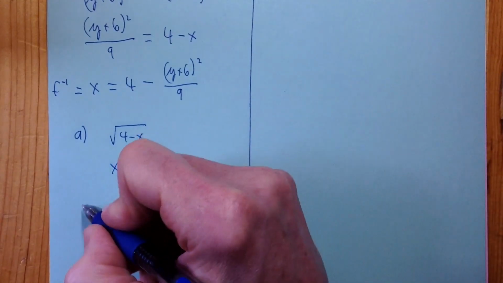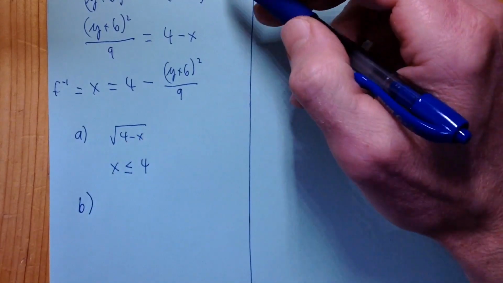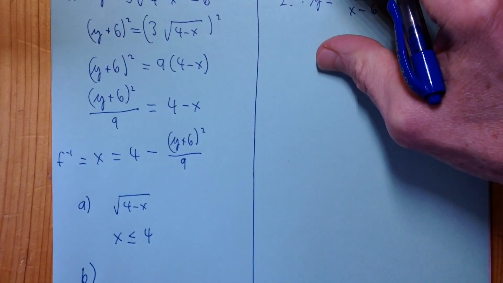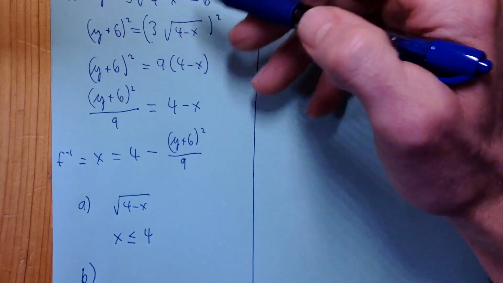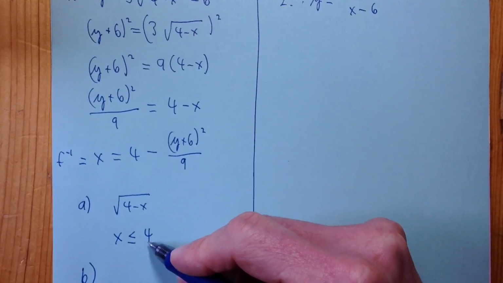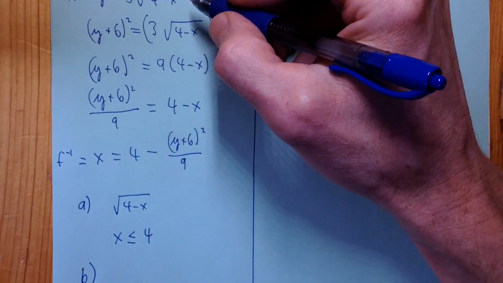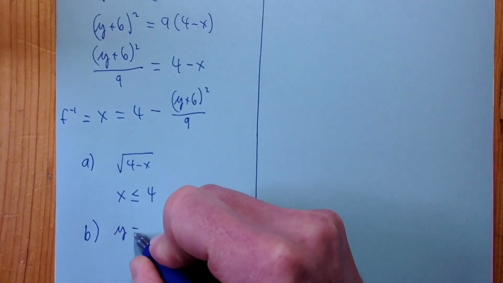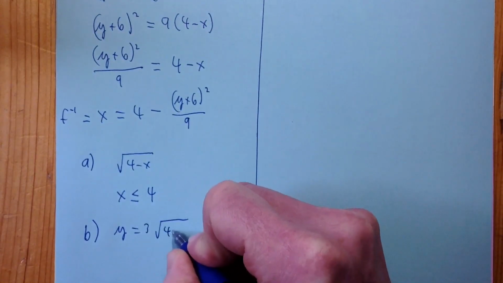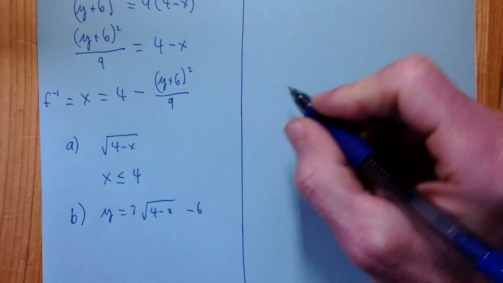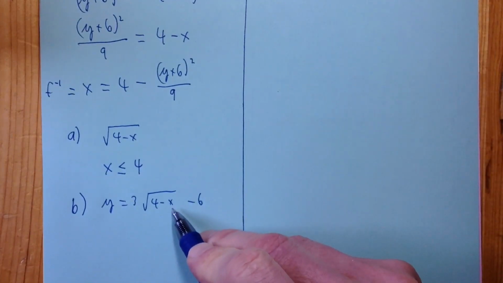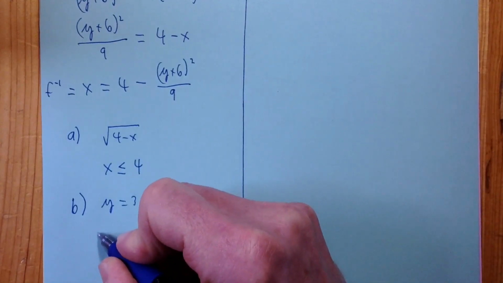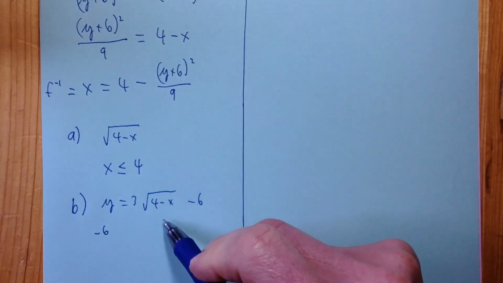And then what is the range? So B, what can y be? If we look at this, when x is 4, what is it? So y is 3 times the square root of 4 minus x minus 6. We'll start with 4. When x is 4, that's 0. That's the biggest x can be. So that's 0, so it's negative 6. So we start off at negative 6.